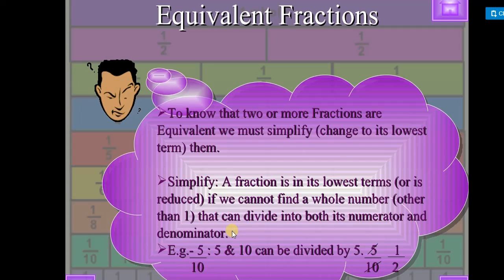But if we can find a whole number that can be divided into both, that means we still have to simplify more. For example, we have 5/10. 5 and 10 can be divided by 5. So if I divide 5 by 5, it's going to be 1. And if I divide 10 by 5, it's going to be 2. That means half is equal to 5/10.